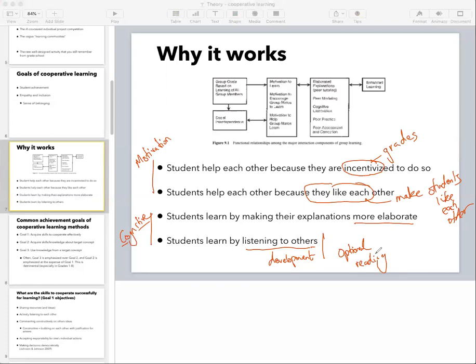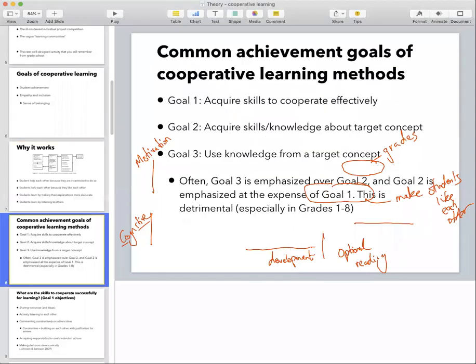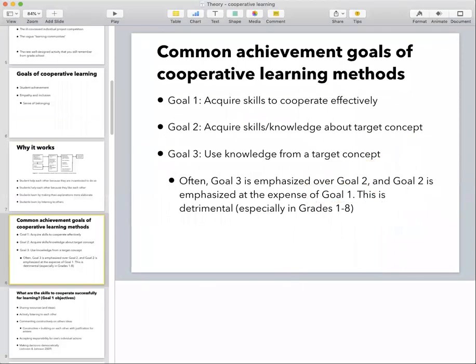For now, what we're going to do is to look at the common goals that teachers or educators have for the achievement end of these cooperative learning goals. Remember, cooperative learning can help with a lot of things, not just achievement. It could also be empathy and inclusion or sense of belonging. But this week, we're focusing on achievement.